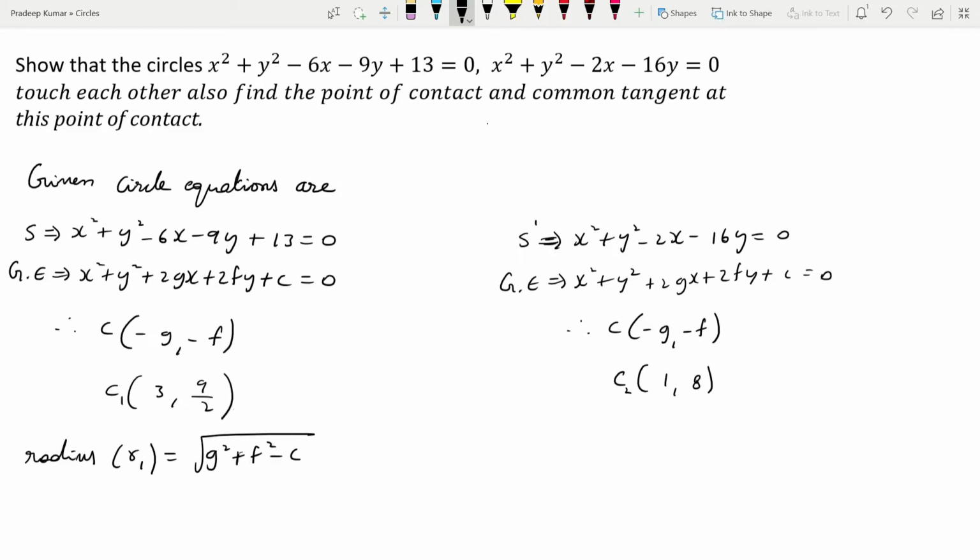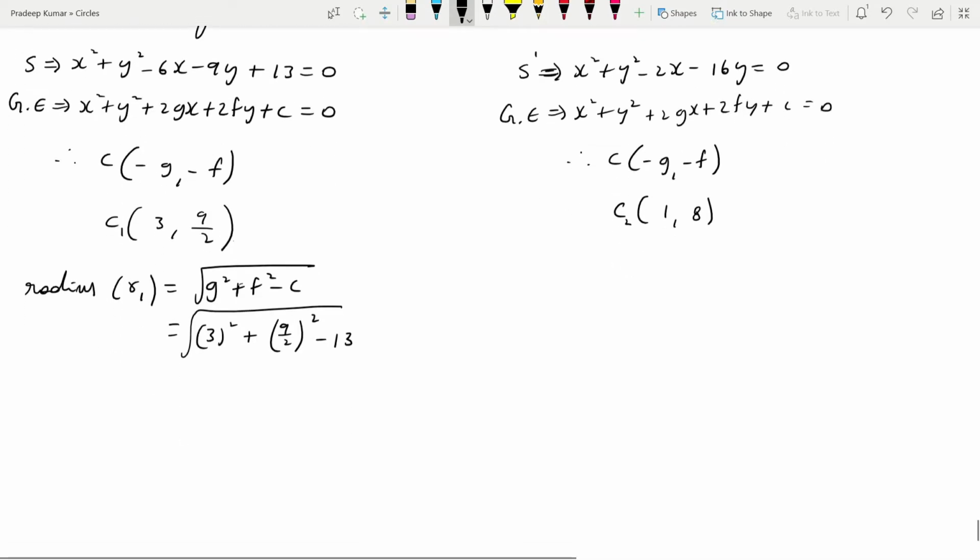Okay, so let's substitute the values. So we have the g value, we have the f value, even we have the c value, which is 13 here. Alright, so I can substitute here. G is 3, so 3 square, and f is 9/2 whole square, and the c value was 13. So let's solve this further and we'll see what we get. Alright, so I can write here 3 square is 9 plus 9/2 square, it was 81 by 4, minus 13.